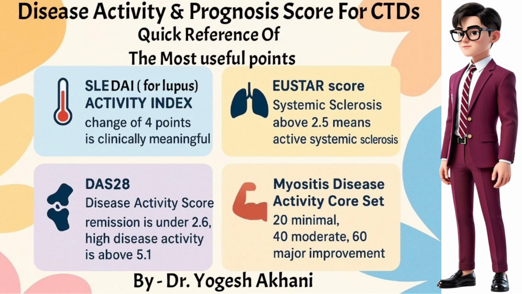Suppose a patient's muscle strength improves by 30%, CK drops by 40%, and physician global improves. This counts as at least moderate improvement. The total improvement score, or TIS, gives us thresholds. 20 means minimal, 40 means moderate, 60 or more means major improvement. This balanced view captures both muscle and systemic disease, helping us track real progress.